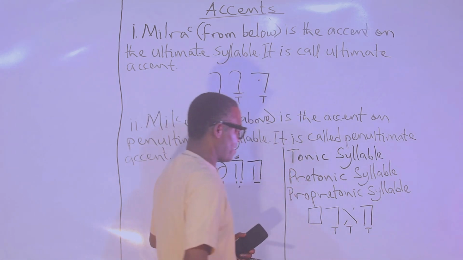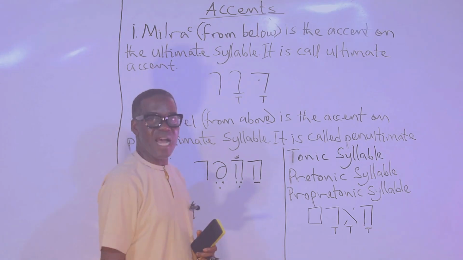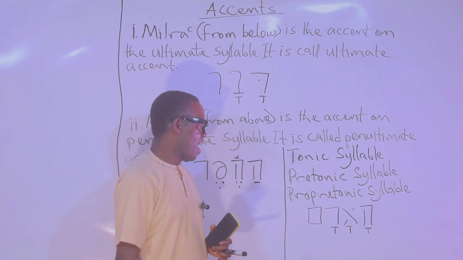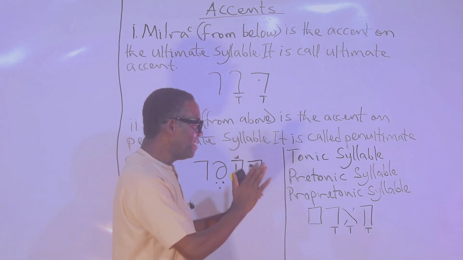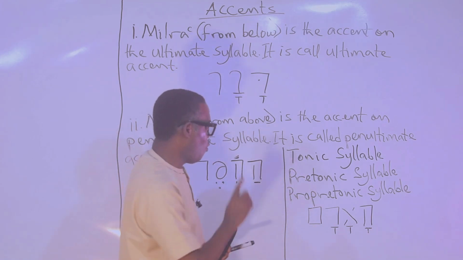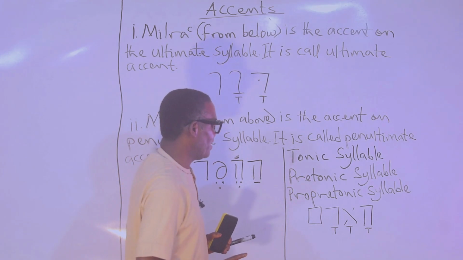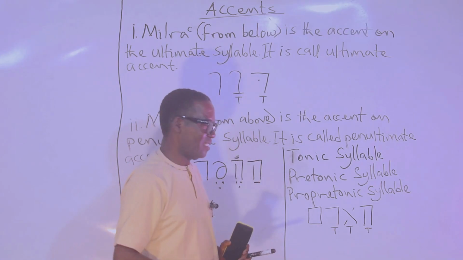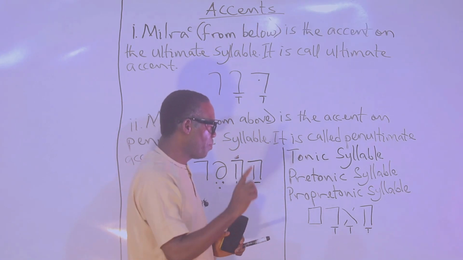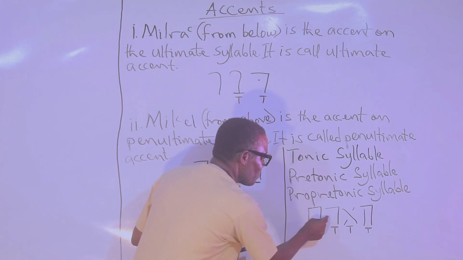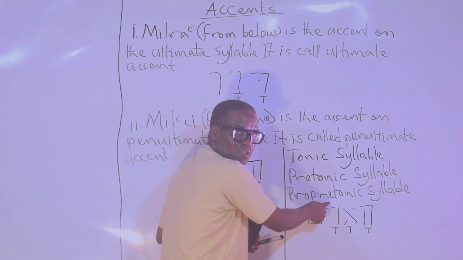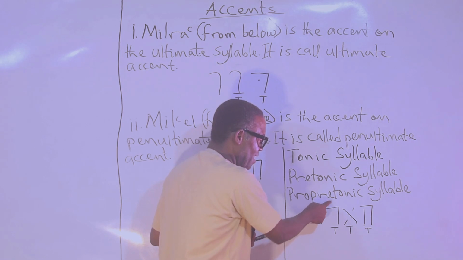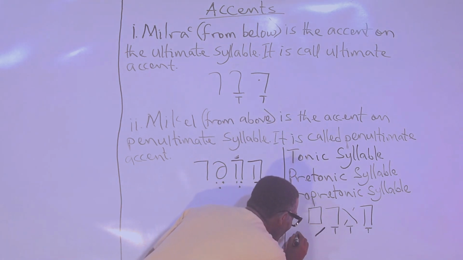This word is Hadam. Now we have three syllables in this word. One is tonic, one is pretonic, and the last one is propretonic. Now, the tone syllable is this, but it's not being indicated, as I said. Milra is here. So here, this one is tonic syllable.